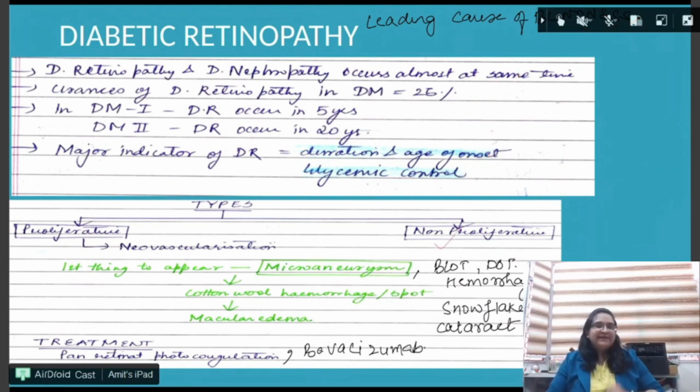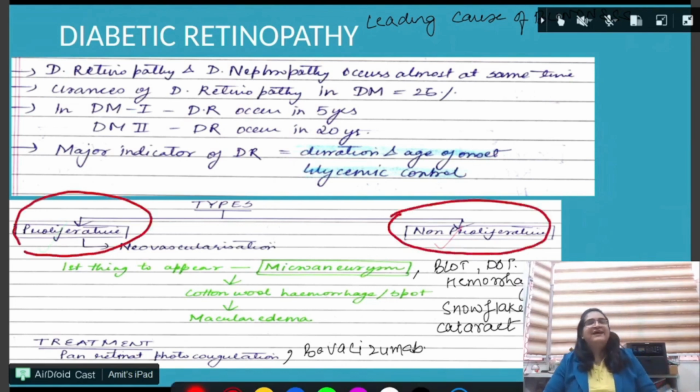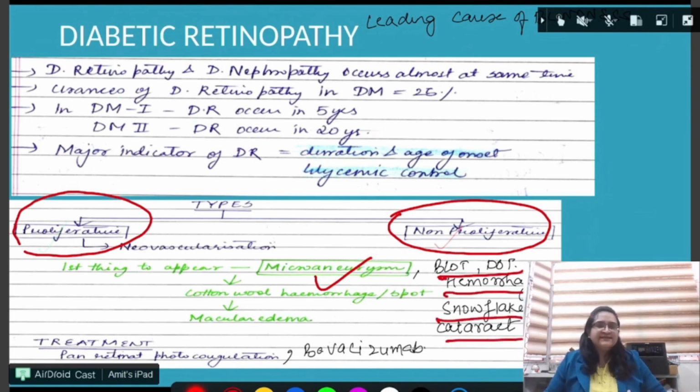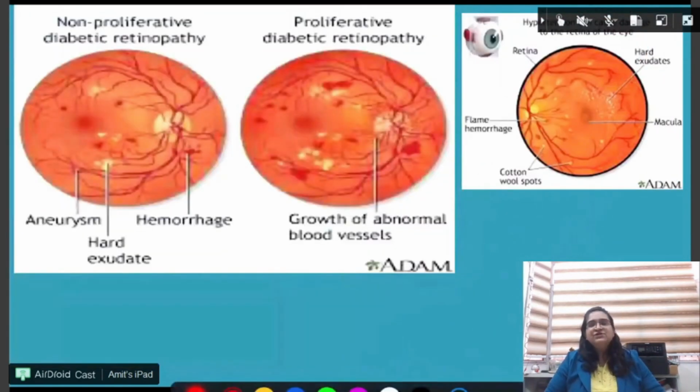Next, types: we have proliferative and non-proliferative diabetic retinopathy. The first thing to occur is microaneurysm. If there is a diabetic eye, we see blot and dot hemorrhages, we see snowflake cataract. So these are the catch points. We see macular edema. Eventually blindness may occur. Treatment is pan-retinal photocoagulation or bevacizumab. Please know. Now this is the diagram, everyone, which you may see. One is the diabetic eye.